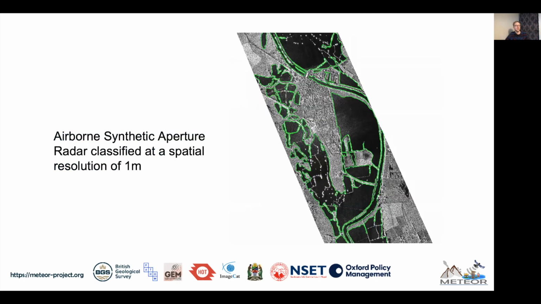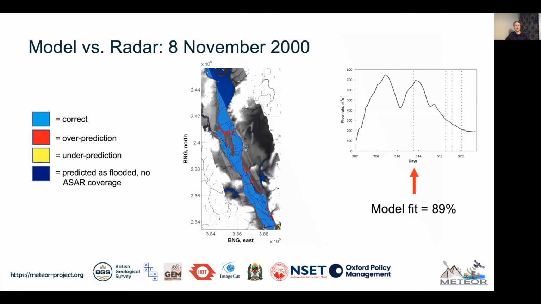We also have, for that same stretch of river, a very high resolution synthetic aperture radar observation of the real flood. And we have river gauges that tell us how much water was going down the river during this flood event. And when we compare the model result to the SAR observations, we get a very good fit indeed. So on the map that you can see on the screen here, light blue is where the observation and the model agree. Red is where the model overpredicts slightly. Yellow is where the model underpredicts slightly.